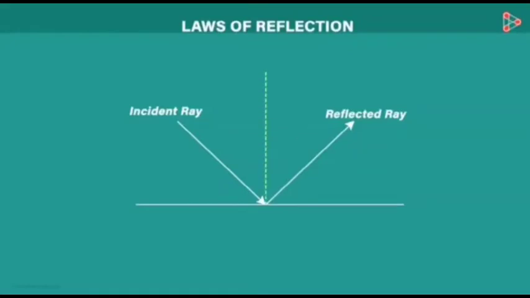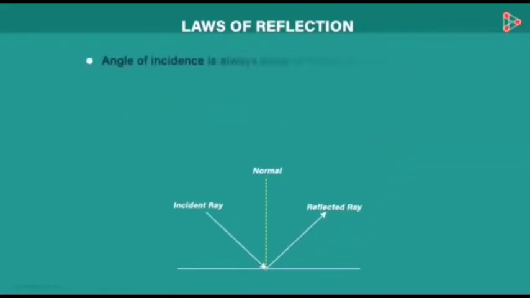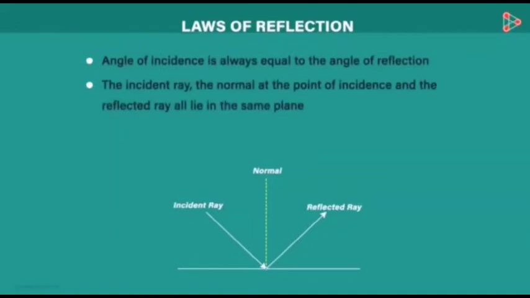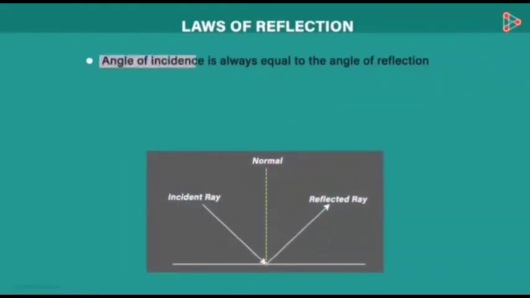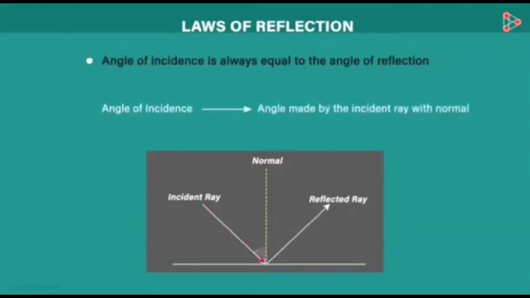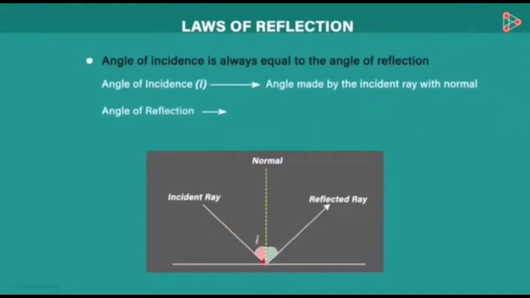Draw a perpendicular to the surface at the point of incidence. This line is also called normal. Here are the two laws of reflection that any light ray obeys. To understand the first one, we first need to know what angle of incidence and angle of reflection are. The angle of incidence is the angle made by the incident ray with the normal. It is denoted by I. The angle of reflection is the angle made by the reflected ray with the normal. It is denoted by R.